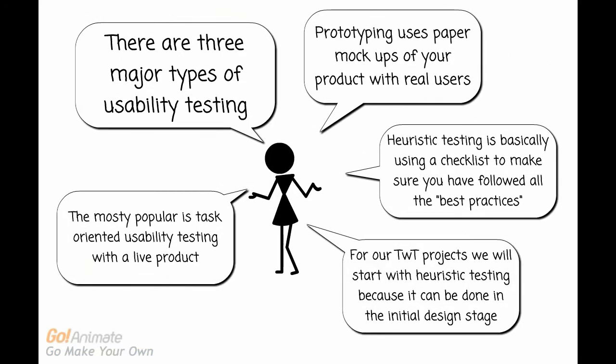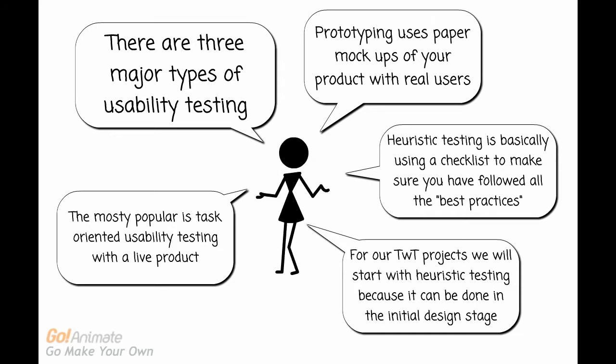There are three major types of usability testing. The most popular is task-oriented usability testing with a live product. Prototyping uses paper mock-ups of your product with real users. Heuristic testing is basically using a checklist to make sure you have followed all the best practices.